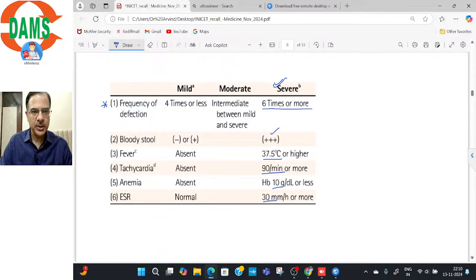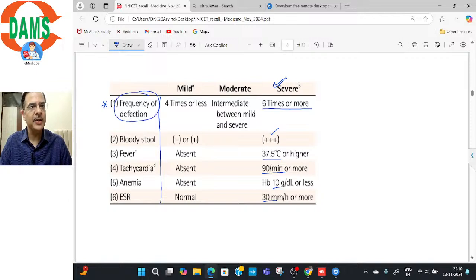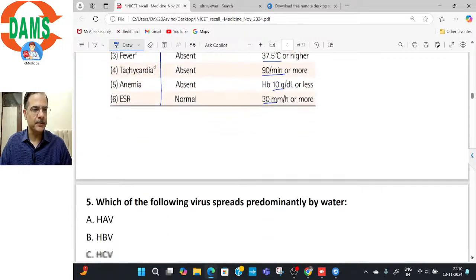Just remember the parameters which are used. If you can see GIT notes, only one criterion is mentioned: stool frequency more than 6 was severe, and less than 6 was mild to moderate ulcerative colitis. So know just the name and these parameters which are used here.